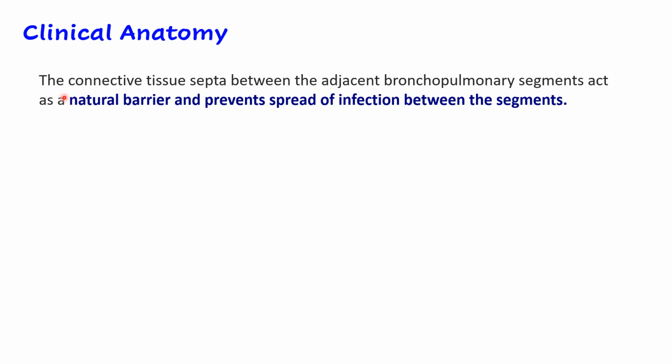As said repeatedly earlier, the connective tissue septa between the adjacent bronchopulmonary segments act as a natural barrier, and they will prevent spread of infection between the segments, right? So if only one segment is involved in a particular kind of infection, it will not spread to the adjacent bronchopulmonary segment because of the presence of the connective tissue septa.